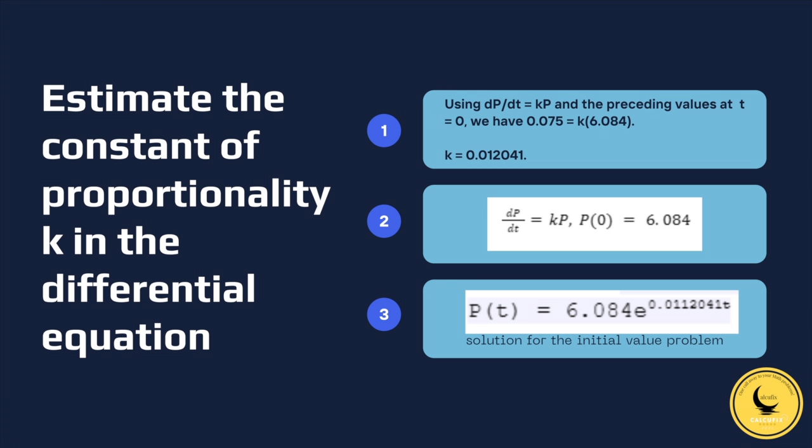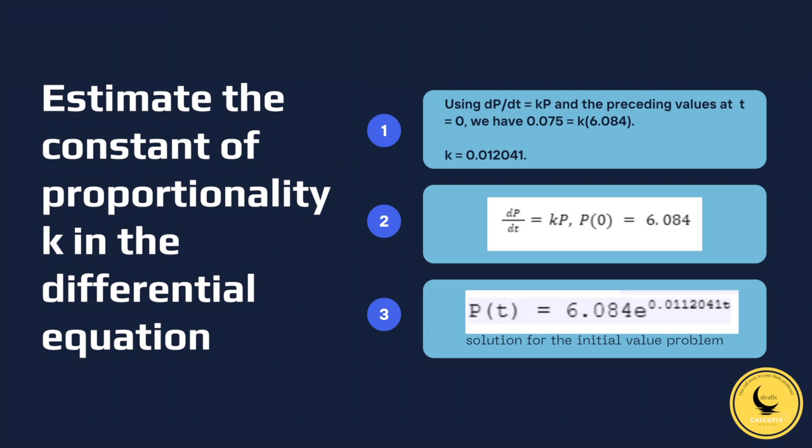Next, estimate the constant of proportionality k in the differential equation using the findings from the previous slide. Using dP/dt = kP and the preceding values at t = 0, we have 0.075 = k times 6.084. The value of k now is 0.012041. We have the initial value problem now that we know the value of k: dP/dt = kP and P(0) = 6.084. Find the solution to this initial value problem.